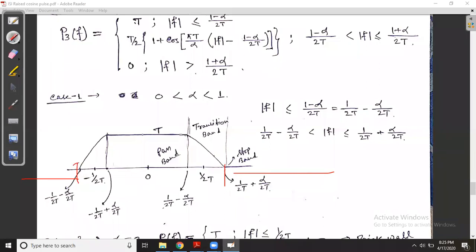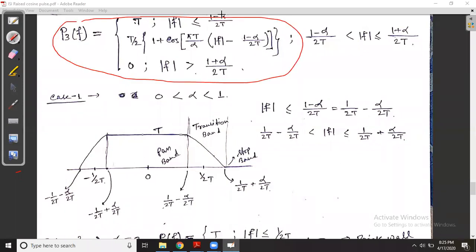So this is the point, and above this point it means the value of frequency is more than 1 by 2t. On this side and this side, from this point, there is no pulse, that is why it is 0. So this expression is nothing but the frequency response. We know that in the frequency response there is some stop band, some transition band, and some pass band. In that way also you can explain.